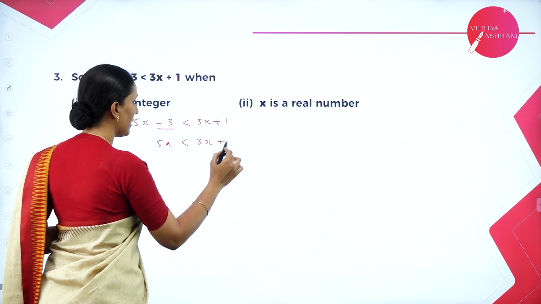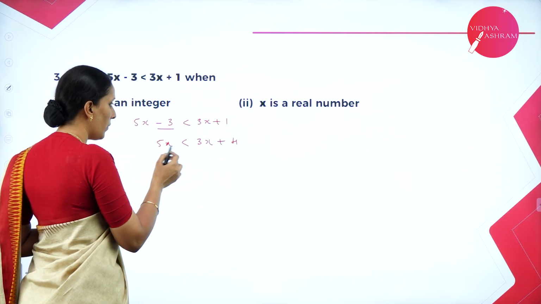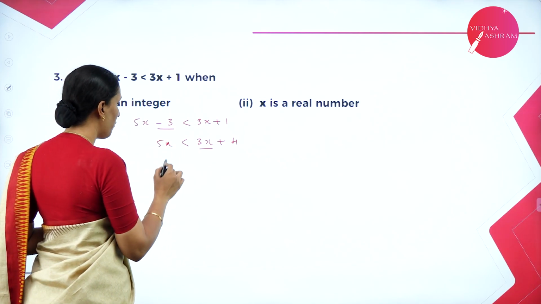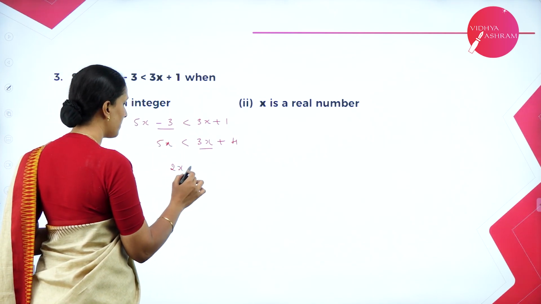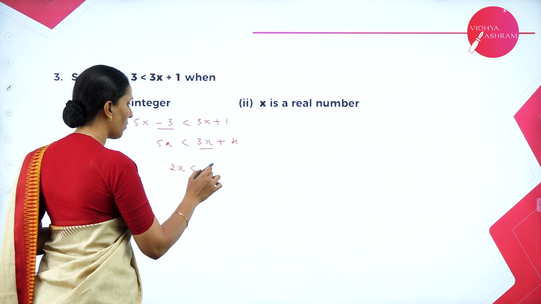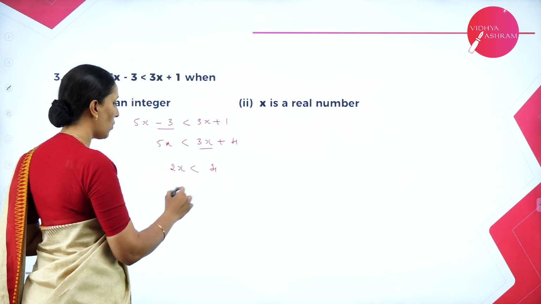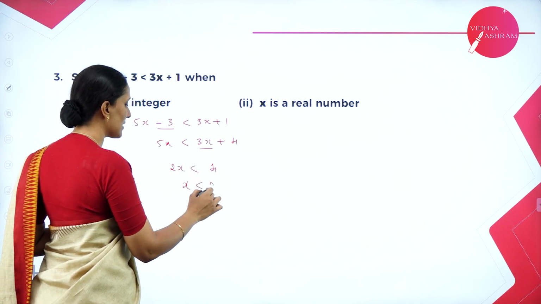When you add plus 3 here, it becomes 4. Now here I don't need 3x, so I'll subtract 3x on both sides. 5x minus 3x is 2x. 3x minus 3x is 0, 4. Now I need only x. I'll divide by 2 on both sides. Again, I'll get x less than 2.